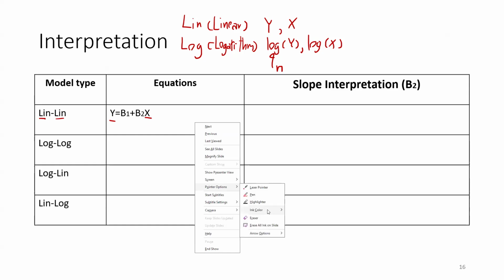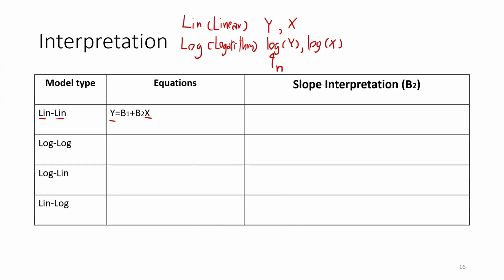Then, when you have to write the interpretation of beta 2, beta 2 means if x increases by 1 unit, y will increase beta 2 units. Okay, this is the most basic one. You can interpret it in your usual way.